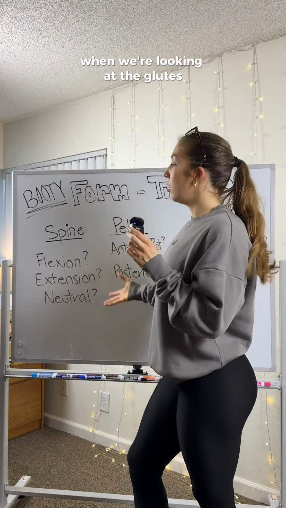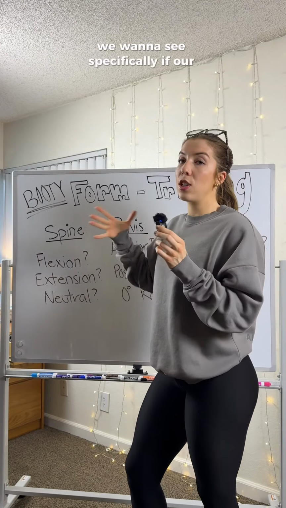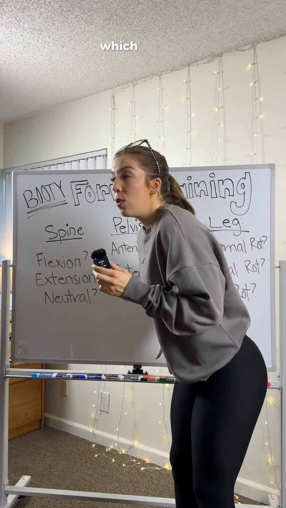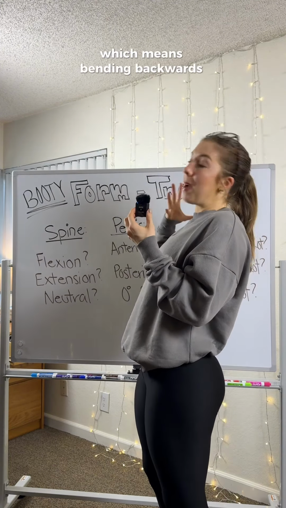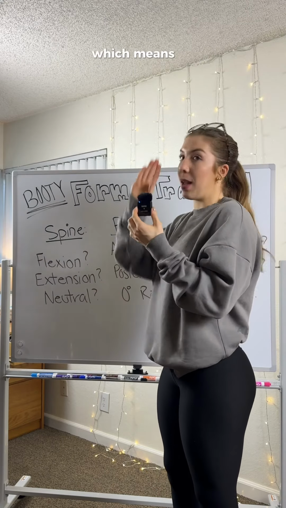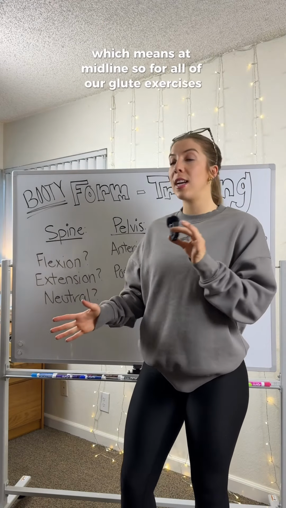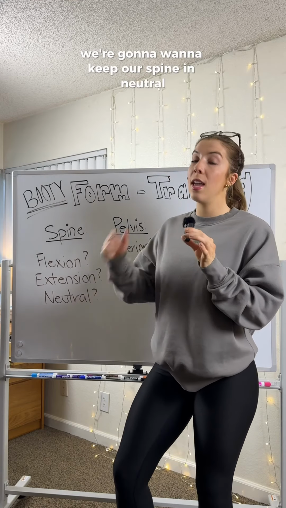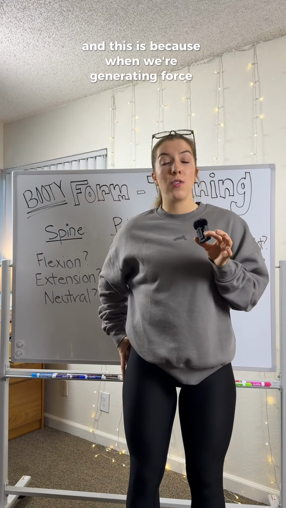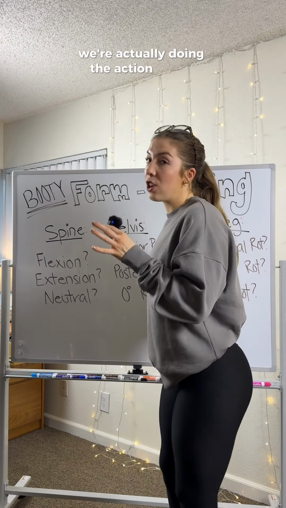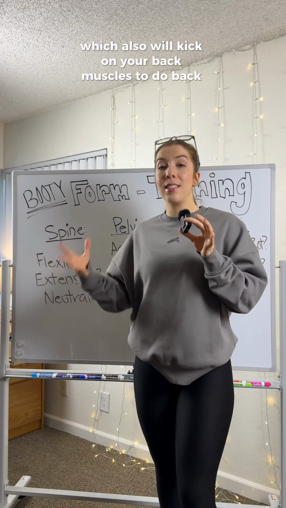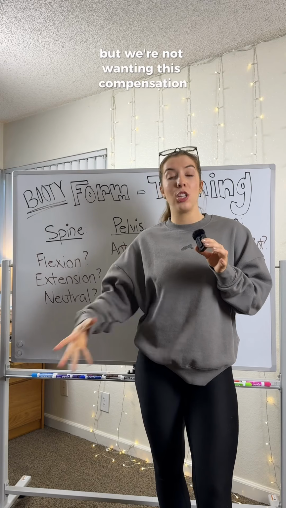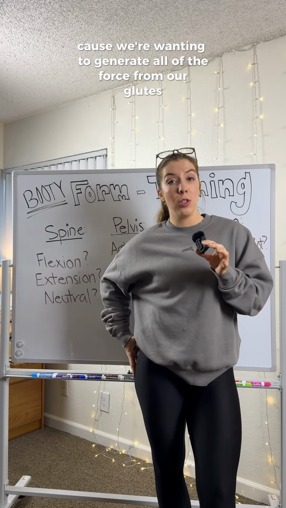When we're looking at the glutes, we want to see specifically if our spine should be in flexion, which means rounding of our shoulders over the back, extension, which means bending backwards, or at neutral, which means at midline. So for all of our glute exercises, we're going to want to keep our spine in neutral. This is because when we're generating force from our hips, we're actually doing the action of hip extension, which also will kick on your back muscles to do back extension, but we don't want this compensation because we want to generate all of the force from our glutes, not from our back.